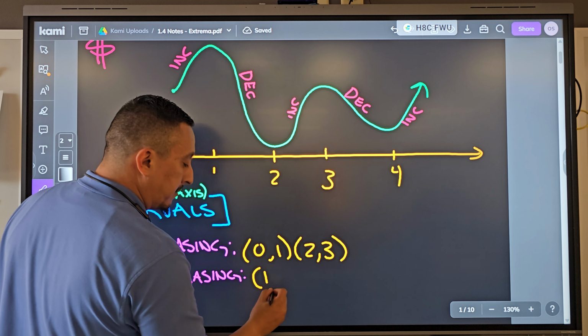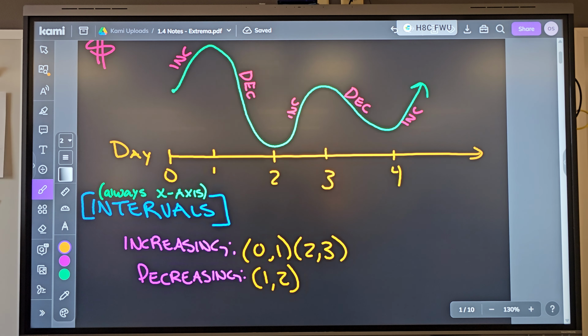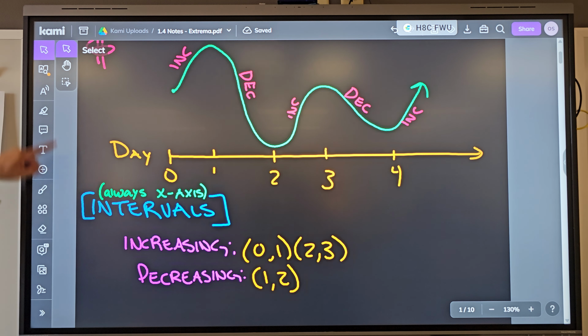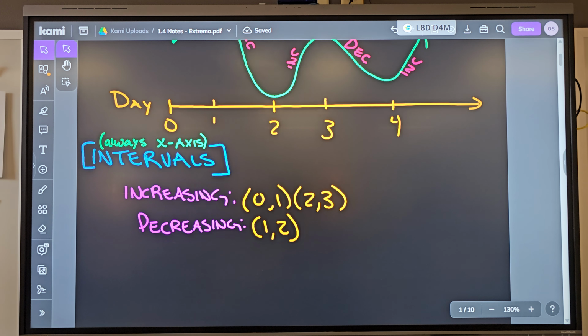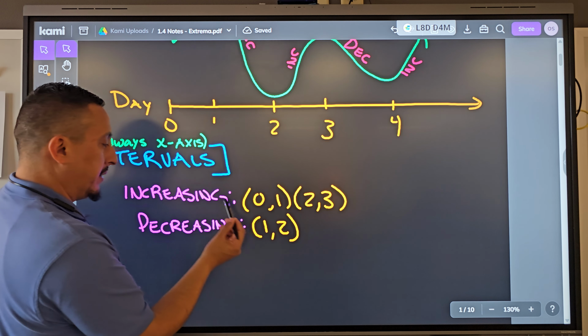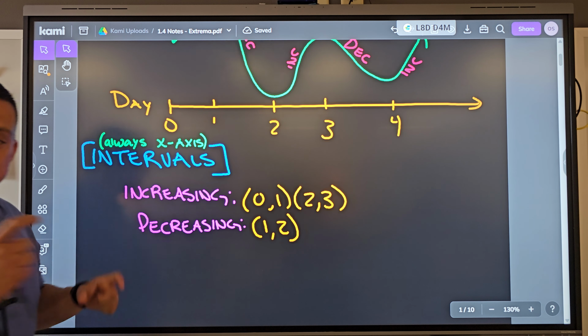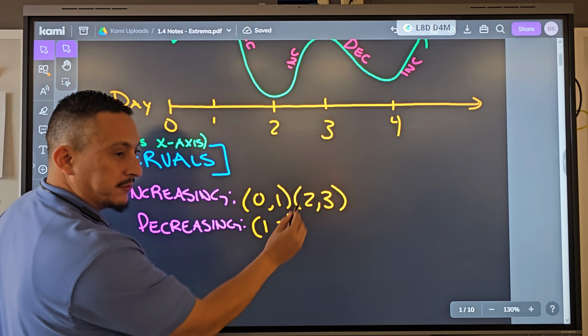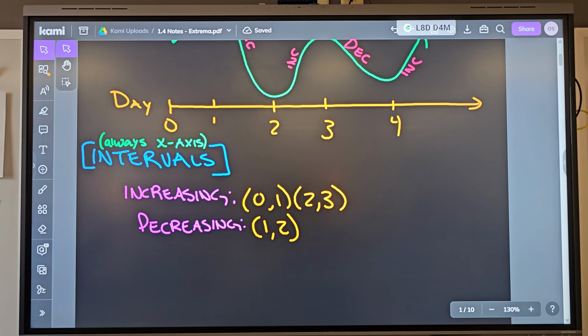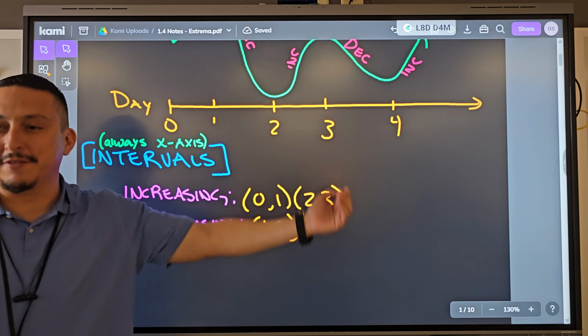You notice how I'm using parentheses too, right? Yesterday we used brackets. Why am I not using brackets? This is where you understand if you really understand. If I were to use brackets here, then you would be increasing and decreasing, because remember brackets means touch. So you would be doing both at 2. Does that make sense? Can you increase and decrease? So that's why we use parentheses, right before day 2, right after day 2.